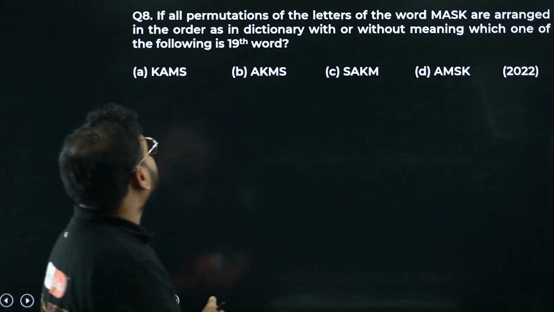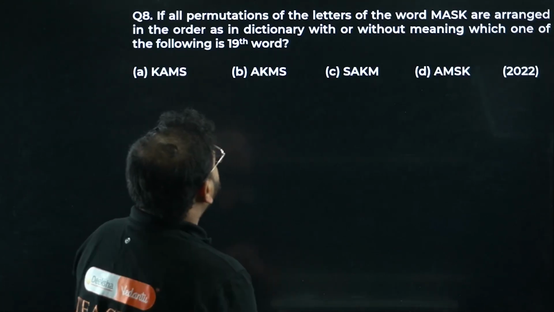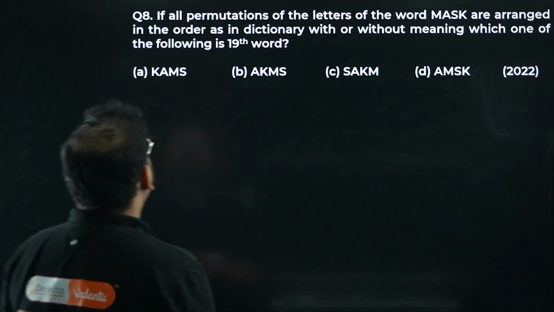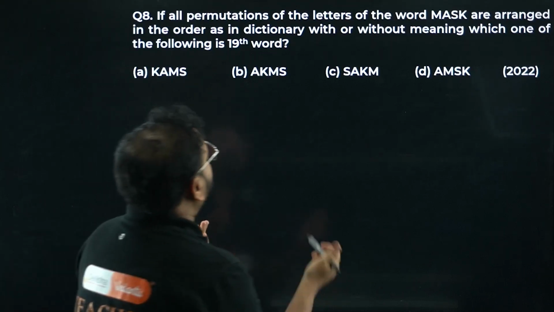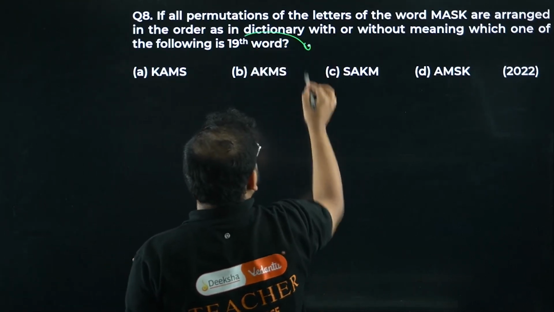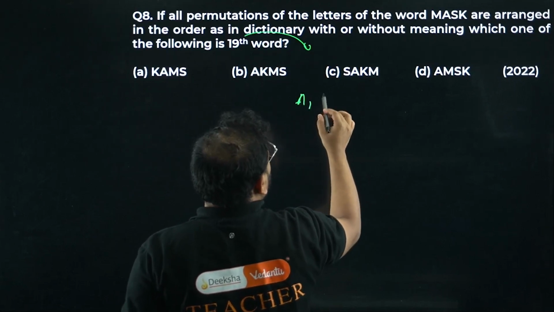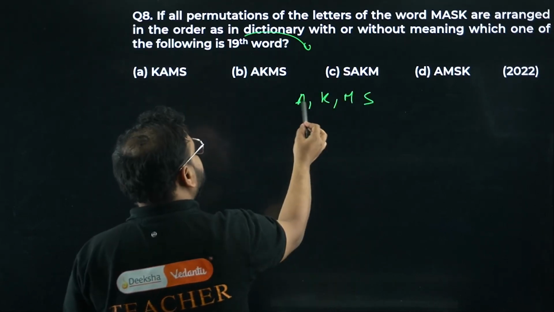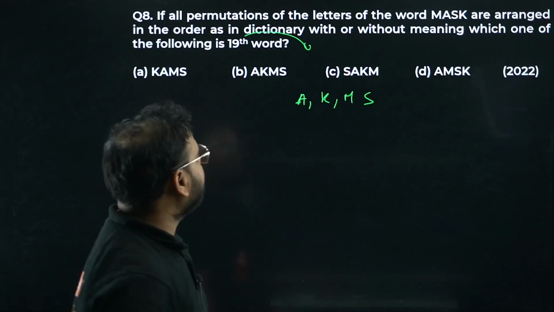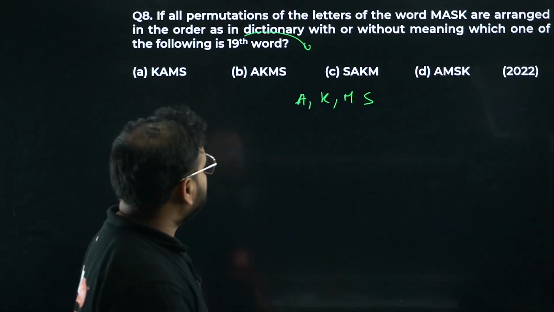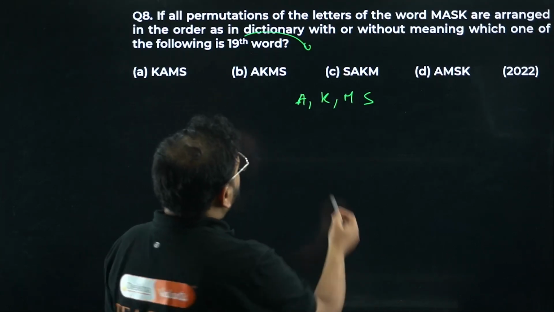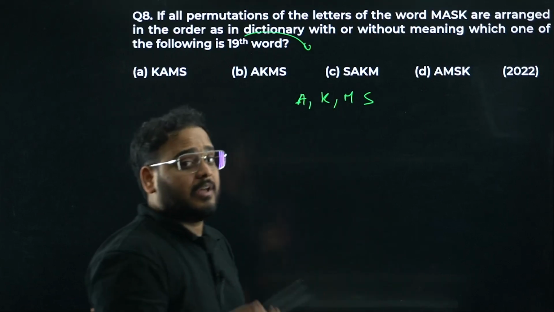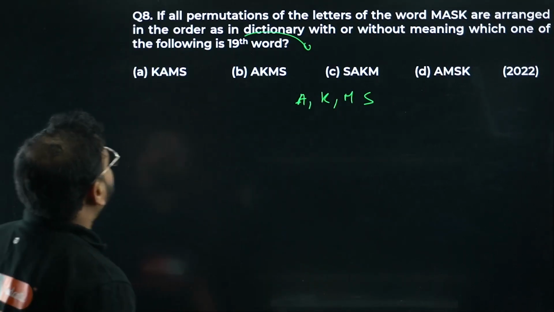If all permutations of the letters of the word MASK are arranged in the order as in a dictionary. Dictionary means first A will come, then K will come, then M will come, then S will come. Alphabetical order has to be there, no? A, K, M. So we are looking for the 19th word.